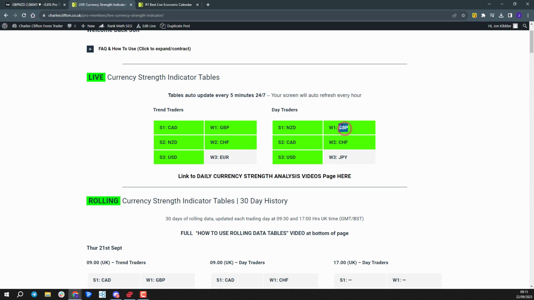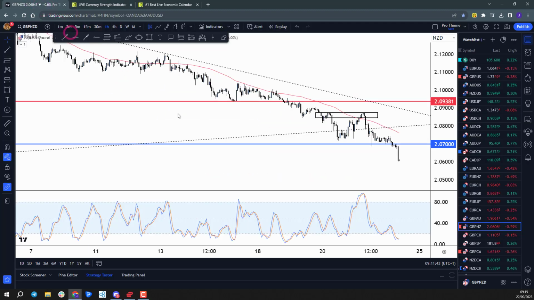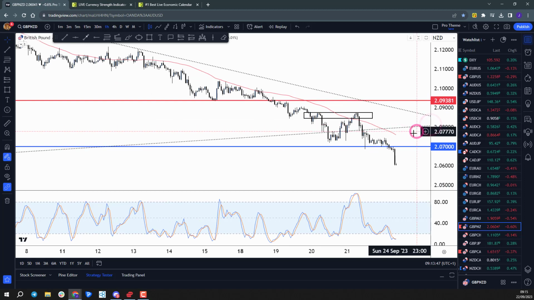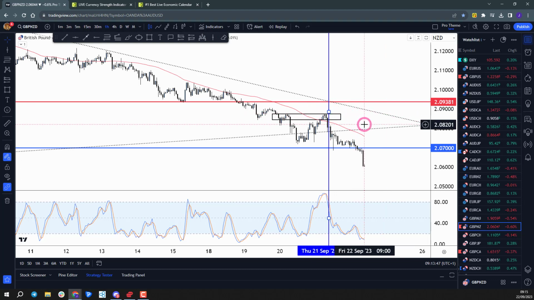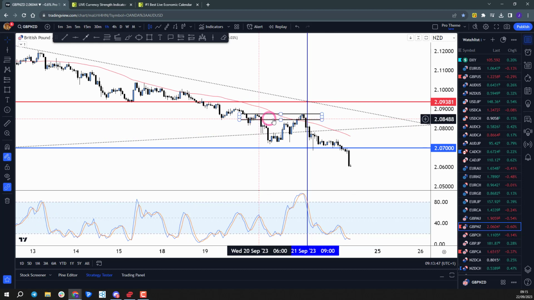I did like the setup on pound Kiwi yesterday, but because of that high impact data, I stayed out of the market, and it looks like it wouldn't have even mattered, to be honest. So the setup came here. This was the setup. I was looking to see price come back into those highs there, reject, and then trade back to the downside here.